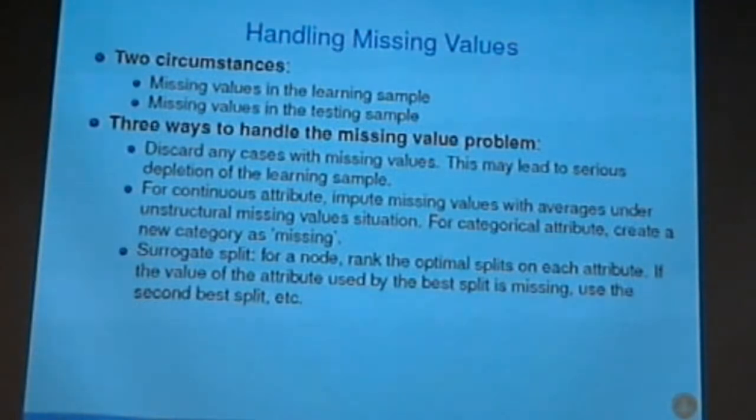Now, if the value of the attribute used by the best split is missing, then use the second best split. If the second split is also missing, use the third split, until all are missing. What happens if all are missing? They basically assign that observation to the so-called majority direction, meaning between the left split and right split, whichever one contains more observations. Just assign it to that. So something is strange about this.